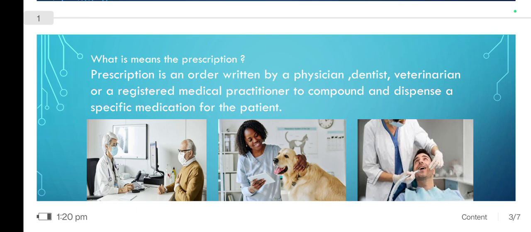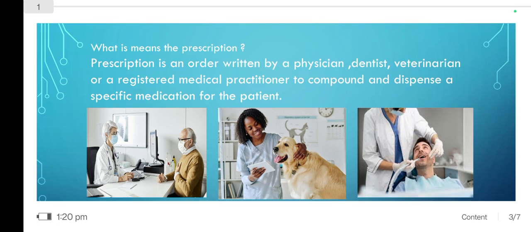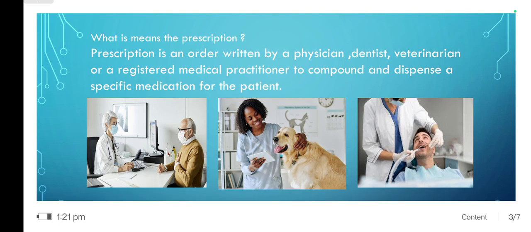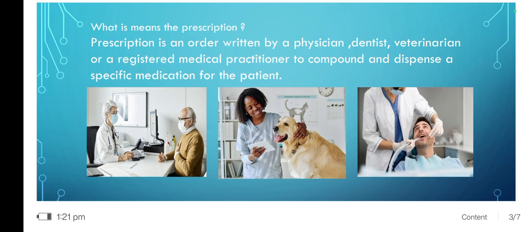A prescription is used by a physician, dentist, and veterinarian. For example, suppose you are suffering from fever and go to the hospital. After a proper check, the doctor finds what type of disorder or disease you are suffering from and writes the prescription. A prescription mainly gives proper information about the medication: what drugs, what mg of drugs, and at which time to take the drug. That is the use of the prescription.